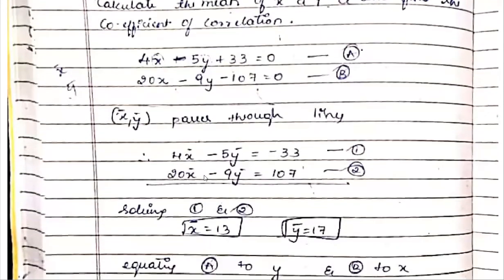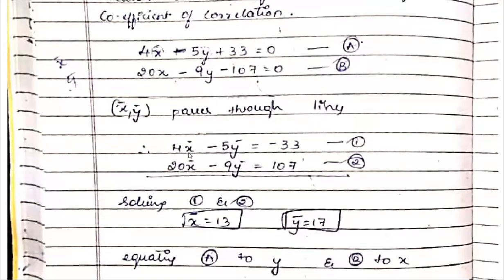We'll replace wherever x is there with x bar. I've done that. 4x bar minus 5y bar equals, I'll shift this constant term to the right side, which makes it minus 33. The second equation, 20x minus 9y, and shift this minus 107 to the right side, makes it plus 107. So you've got two equations in two variables. It looks like ax plus by is equal to c. They are simultaneous equations. You can use your calculator and find the variables.